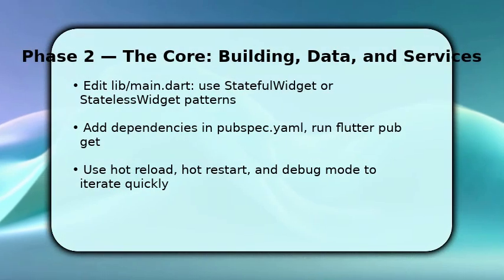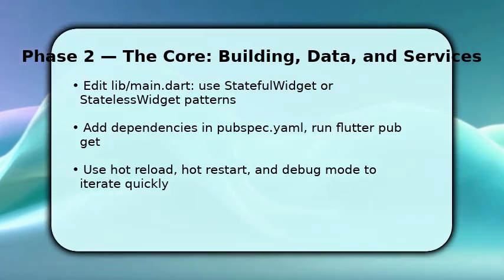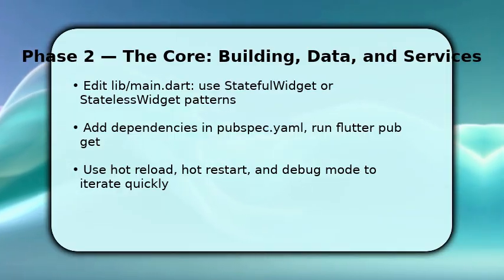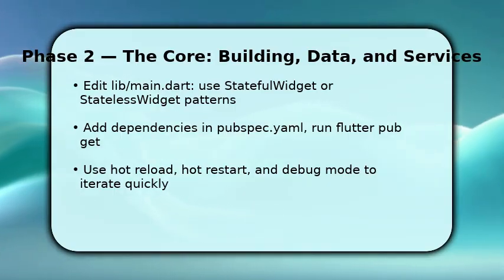You now implement UI and logic, modify lib/main.dart using widgets that match your app state. Use packages for HTTP, state management, or platform APIs, add them to pubspec.yaml and run flutter pub get so dependencies resolve.